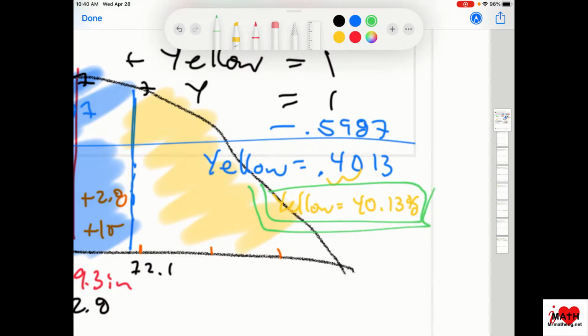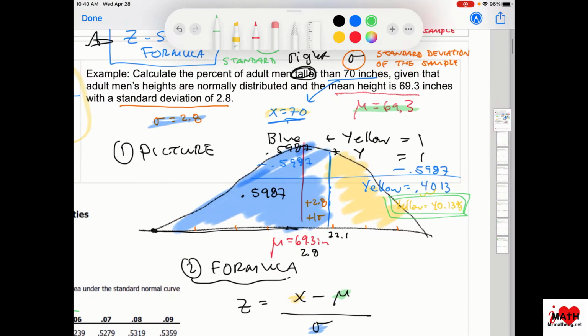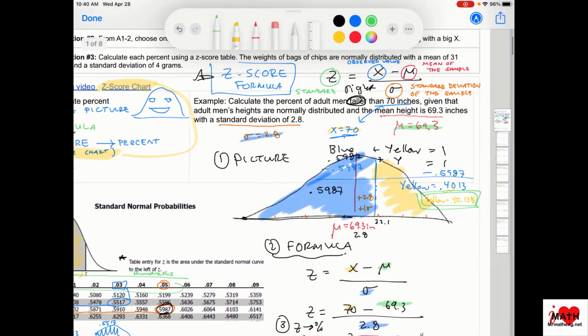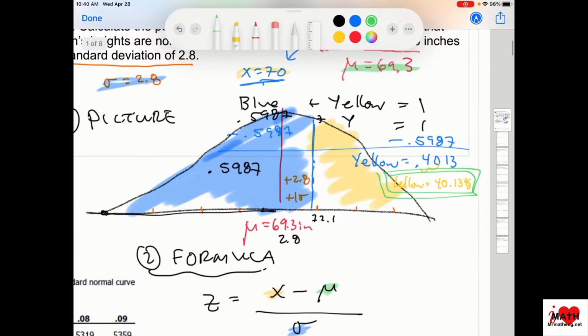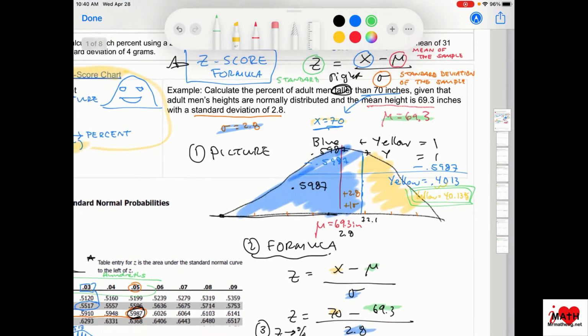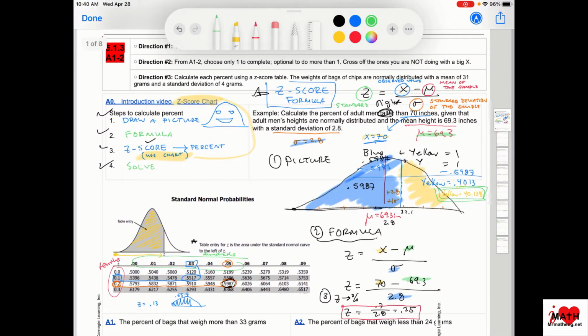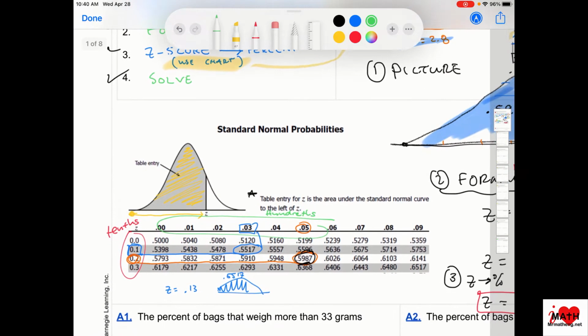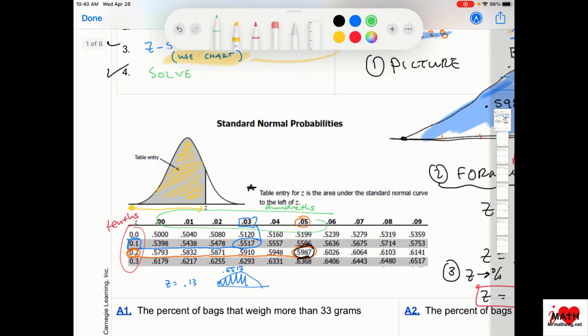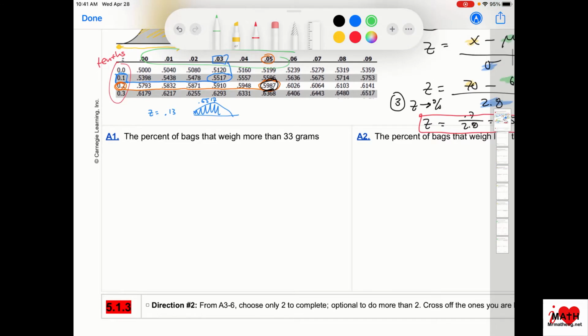Gonna double box it. Okay. So basically, that means that what percent of adult men are taller than 70 inches? 40% are taller than 70 inches. And so that was example A0. Make sure to draw the picture, formula, z-score, look at the chart, percent, and then solve. Okay, let's go ahead and move on to now A1.